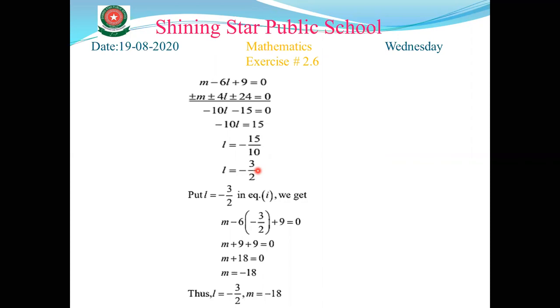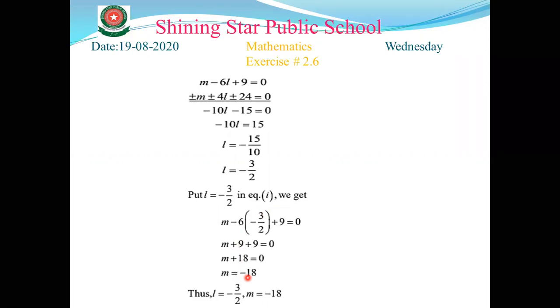Simply we put the value of L in any equation, equation number 1 or equation number 2, it's up to you. We can put this value in equation number 1. So when we put this value in equation number 1, minus multiplied by minus is plus. 2 1s are 2, 2 3s are 6, 3 3s are 9, 9 plus 9, 18. And when we take 18 to the right hand side, it will give you minus 18. Now L equals minus 3 over 2 and M equals minus 18.